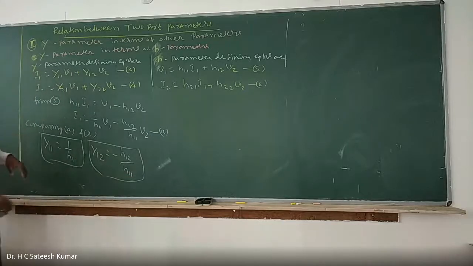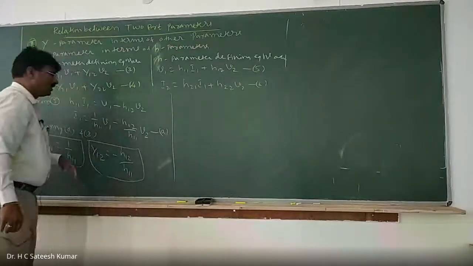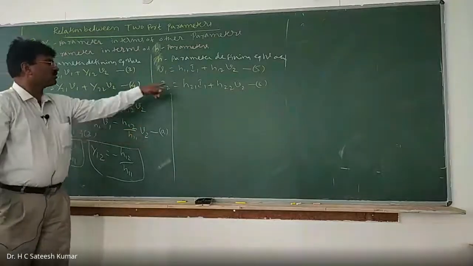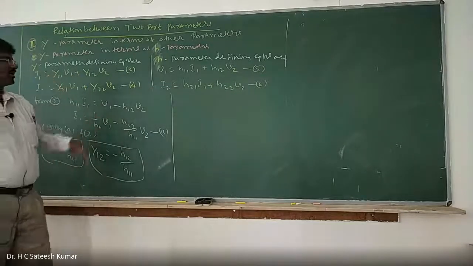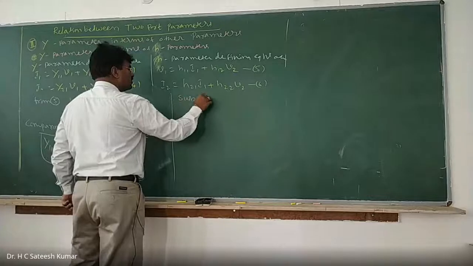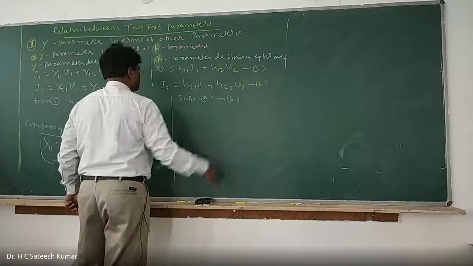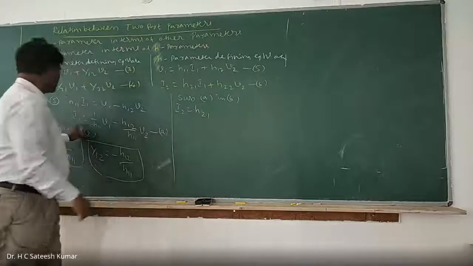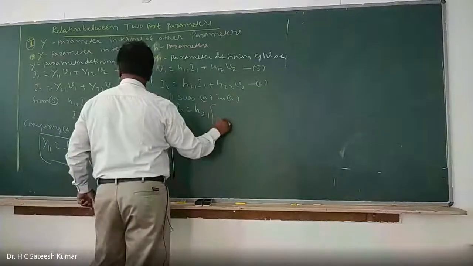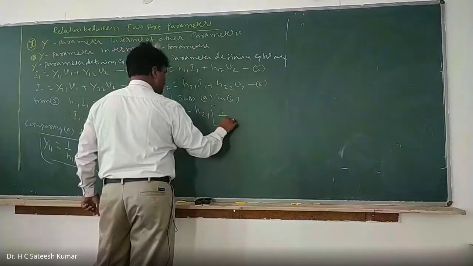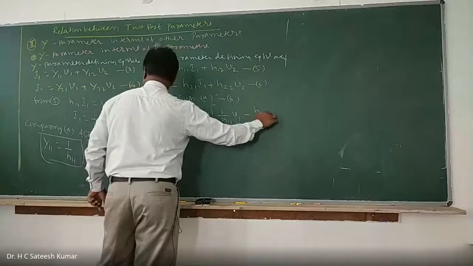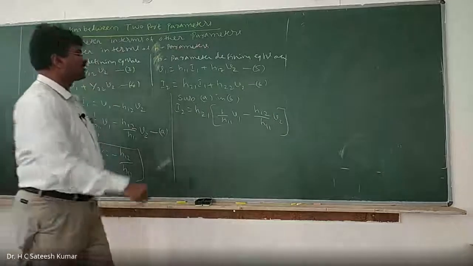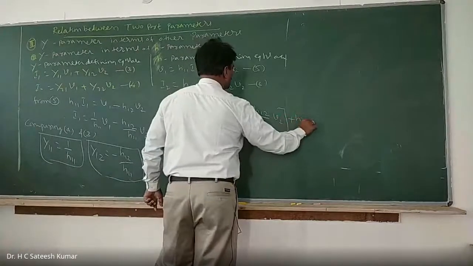Similarly, now we can do the rest automatically. We have shuffled 5 and got A, so substitute A in 6. Blindly you can do it. Substituting A in 6, we can write I2 is equal to H21 into I1, and I1 is 1 by H11 into V1 minus H12 divided by H11 into V2, plus H22 into V2.